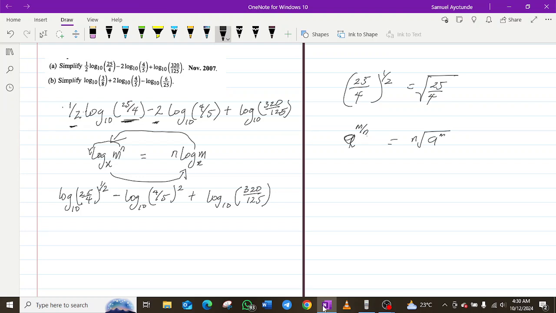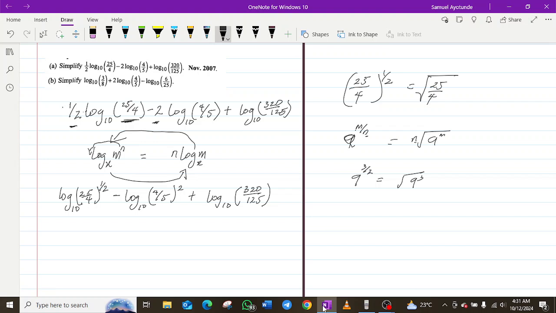So the numerator will become the root. That's why I have root n of a. Then the numerator will become the power raised to power a. So if peradventure we have 9 raised to power 3 over 2, it will be square root of 9 raised to power 3. But the denominator here is 2, that is square root of 25 over 4, while the numerator is 1. Anything raised to power 1 will still be the same. So that's why I didn't write any 1 here.